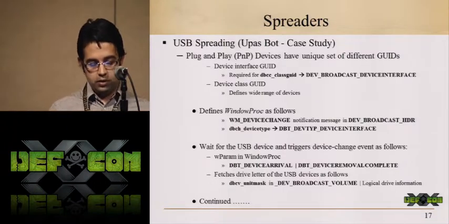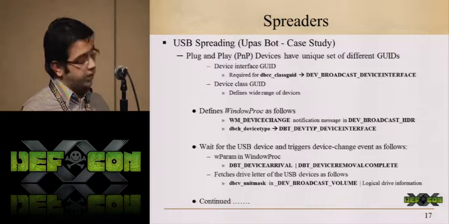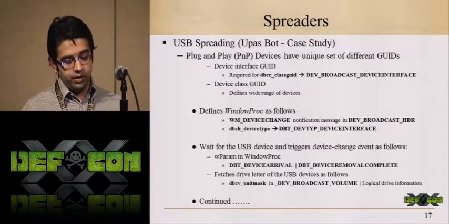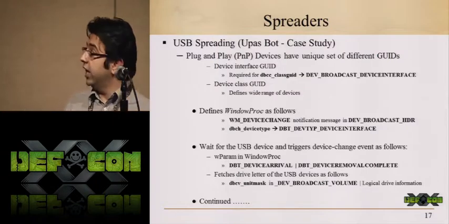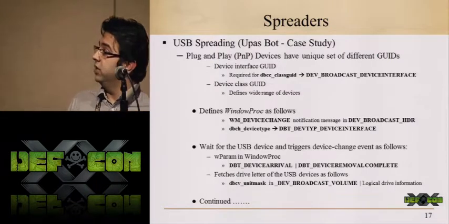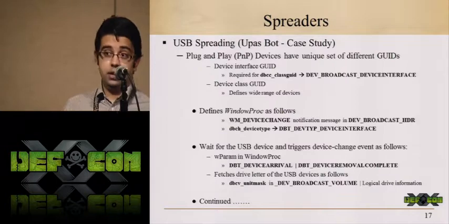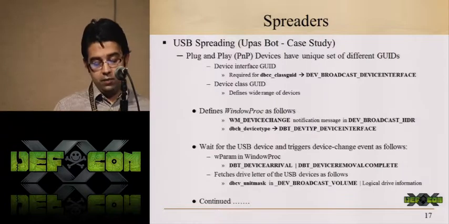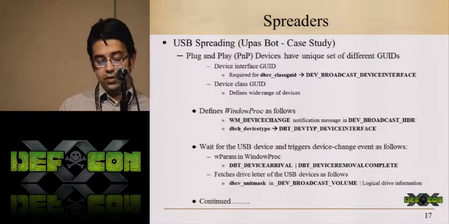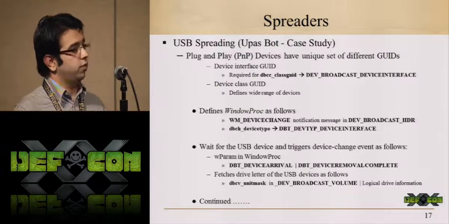If you look downwards, there is a USB device, and it has a wParam specified for the window procedure. It gives you an idea that there is a DBT_DEVICEARRIVAL, so the device has arrived in the system. What it is going to do is fetch another call, which is called unitmask, which is going to be a broadcast volume.